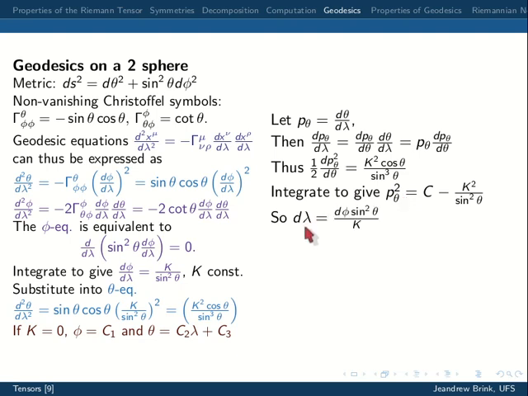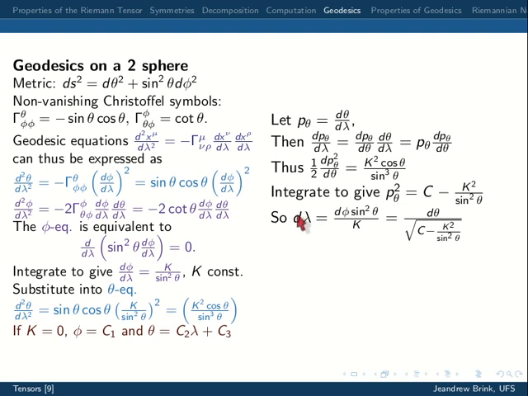Okay, and so what we then can do is go on and say, fine, my d lambda is going to be equal to d phi sine squared theta over k. Where does that come from? Back here. Okay. And so that is going to be equal to d phi, and then sine squared theta over k is also going to be equal to, from this expression here, where we have p theta, right, we can say fine, that's equal to d theta over the square root of this thing.